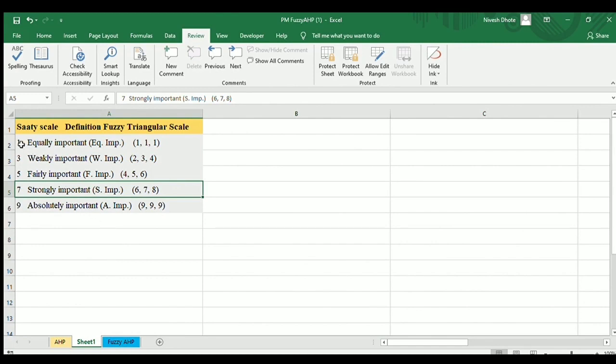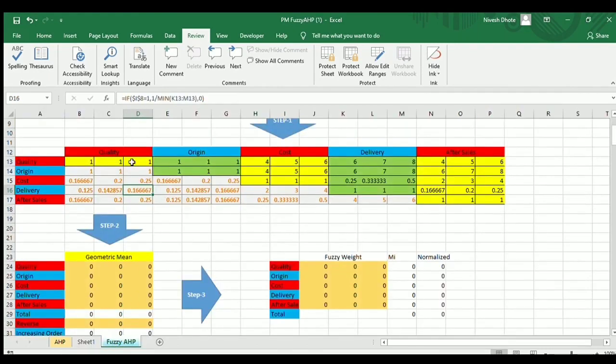So instead of using a single value, we are using a triangular scale. So the value is like 1, 1, 1. Instead of using only the value 3, we are calculating with the triangular scale of 2, 3, 4. So for weakly important, we are using 2, 3, 4. Similarly, for fairly important, we are using 5 on the Saaty scale, but here for the triangular scale, we are using the values 4, 5, 6. Similarly, for absolutely important, we use 9 on the Saaty scale, but here in the triangular scale I am using the values 9, 9, 9. So how to use these values in fuzzy AHP, I will explain in the fuzzy AHP problem.